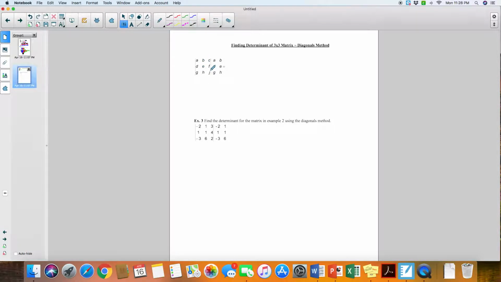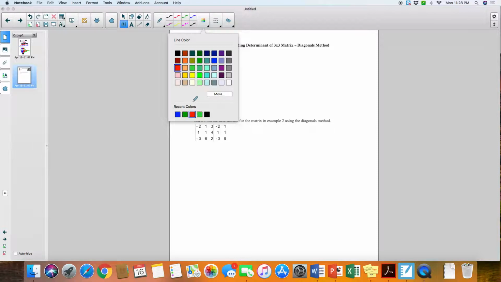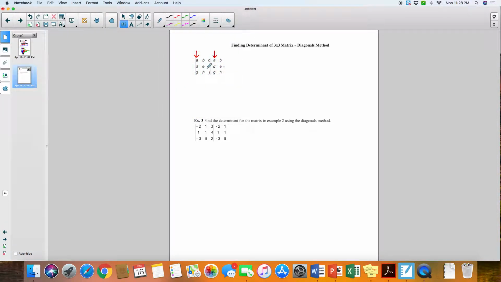All right, so the first thing you are going to do is take your columns, the first 2, and repeat them on the outside. So I want to take the first column and repeat it behind my matrix. And then I'm going to take the second column, okay, and repeat it behind that one. All right, so I'm going to take the first 2 columns and repeat them behind my matrix.